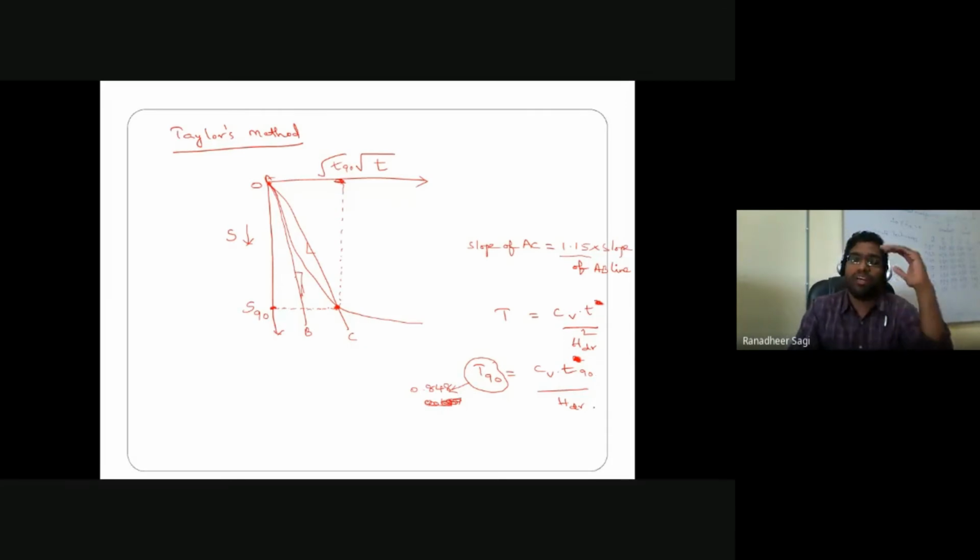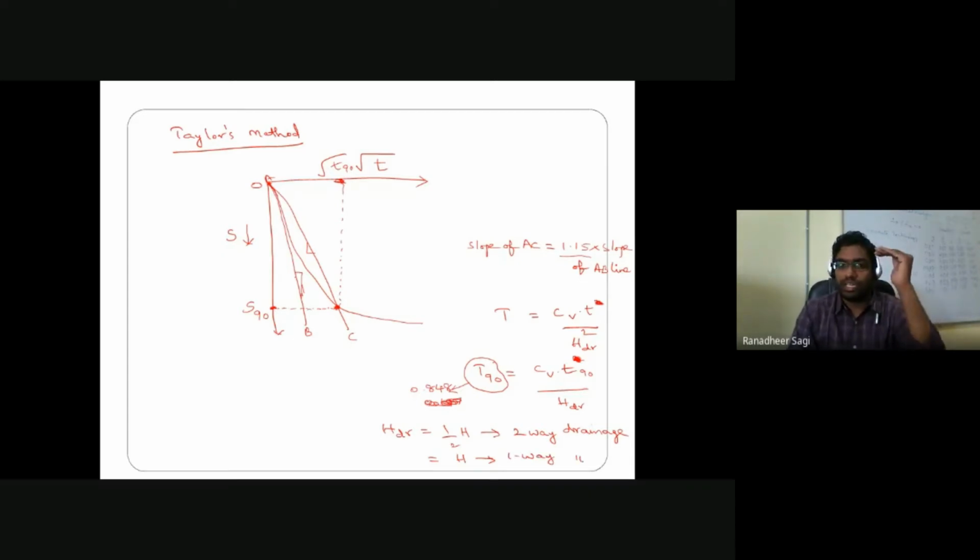And depending on whether it is one-way drainage or two-way drainage happening through the soil, I can represent the HDR value. HDR is equal to half of the height of the soil sample in the case of two-way drainage, whereas HDR is simply equal to the height of the soil sample in the case of one-way drainage.